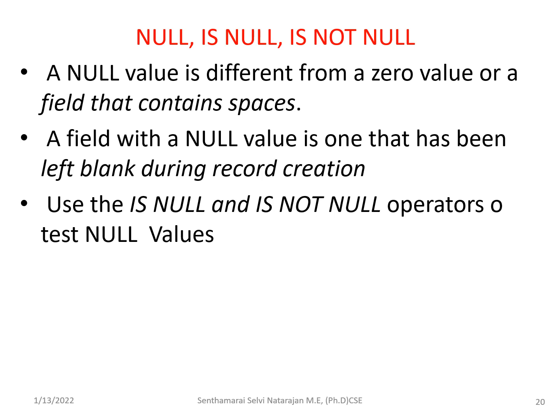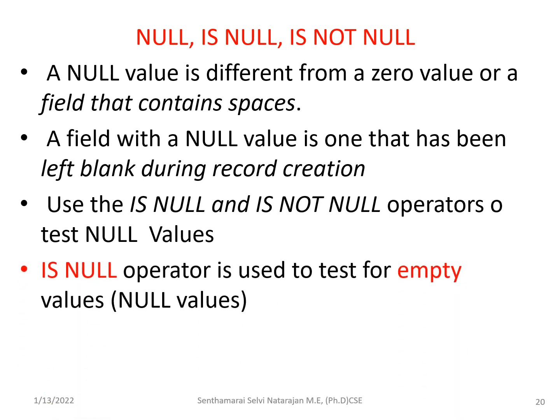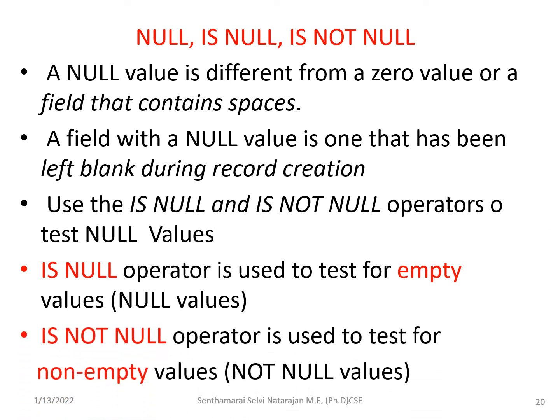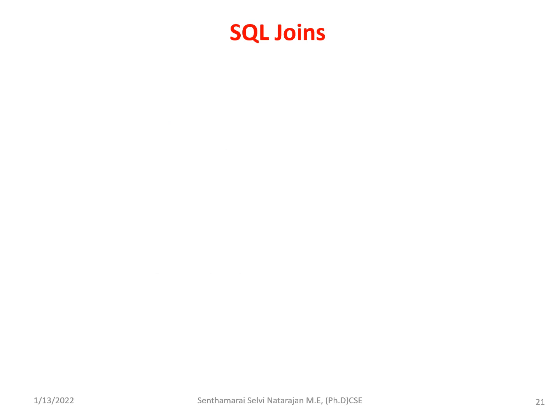And then what is the use of IS NULL and IS NOT NULL? They are used to check whether that field is null or not null. For example, the IS NULL operator is used to test for empty values, whether it has empty space. As I said, NULL specifies empty spaces, so it checks whether there are empty spaces. Likewise, the IS NOT NULL operator is used to test the non-empty values.